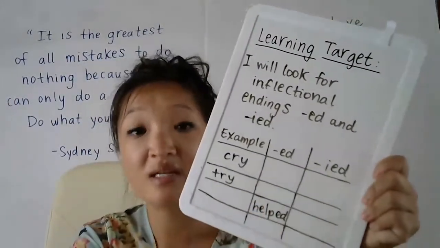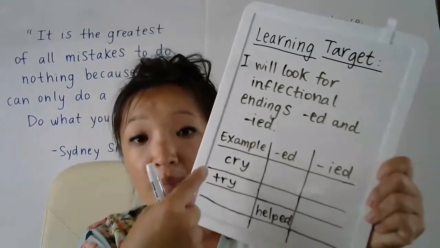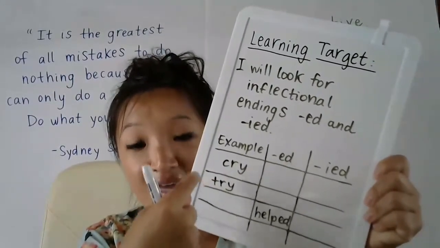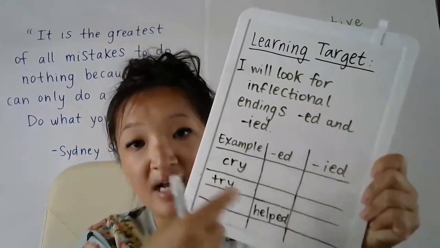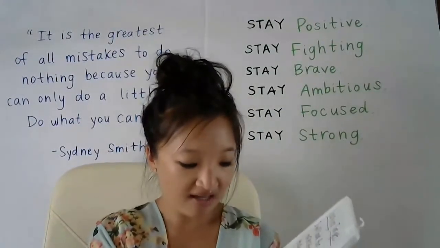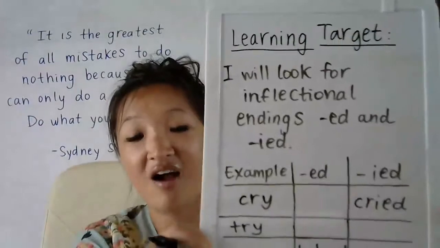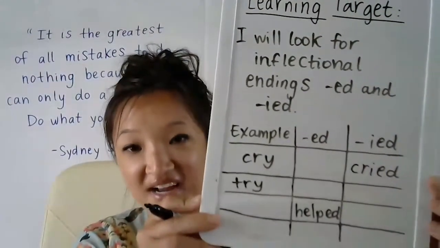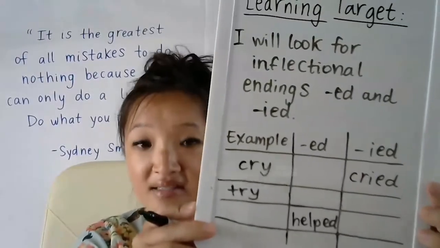So if we had some examples here, like the word cry, remember, if it ends in a Y, we have to add the IED to it. So would we just add ED or IED? And remember, we take out that Y. So think of that in your head. And if you got C-R-I-E-D, then you got it right. So then again, that means it happened in the past.